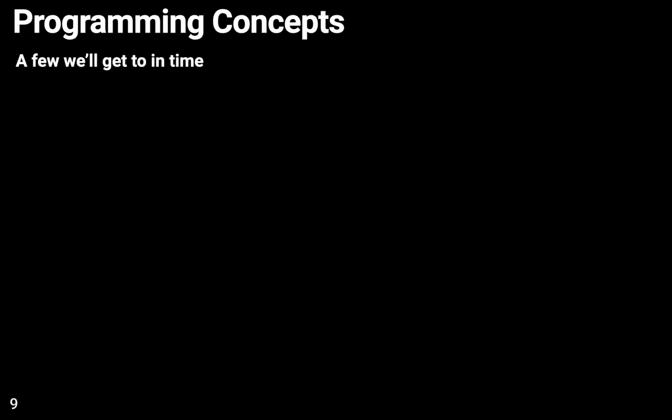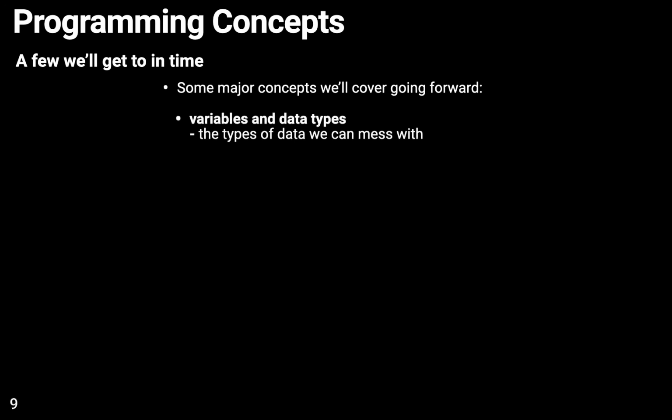I want to give a quick list to brush across the surface of some programming concepts. We'll get to some of them in time, and some of them today. Some major concepts that we're going to cover going forward: variables and data types, so what are the types of data you can mess with in these languages? Branching, which is what we just did with the lamp, choosing the next step at decision points. We'll cover why that's useful and how to do it.